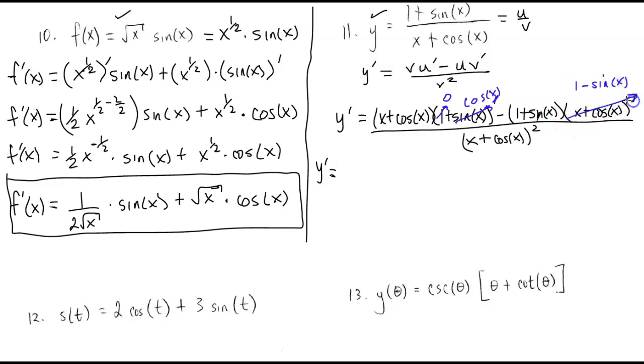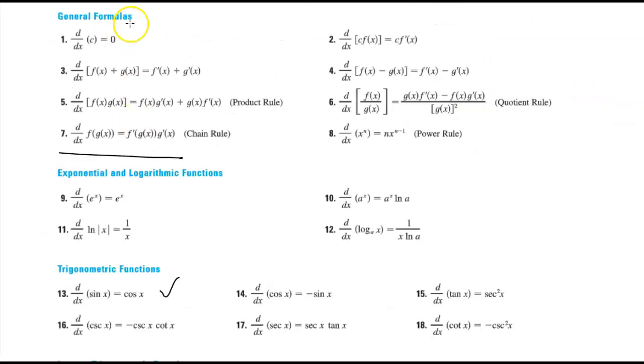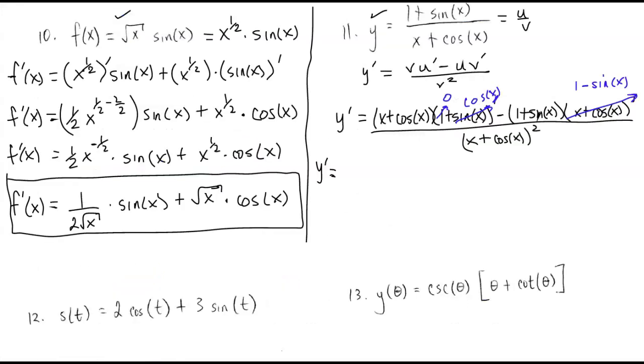So all of that would be that. And just to remember here, the derivative of any constant is 0. The derivative of sine is cosine. The derivative of cosine is minus sine. So now that we have that, we can try to clean this up here.